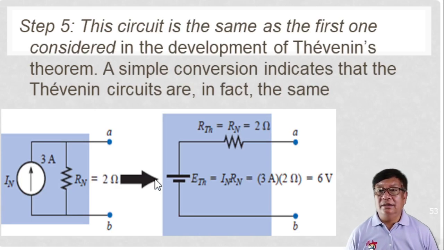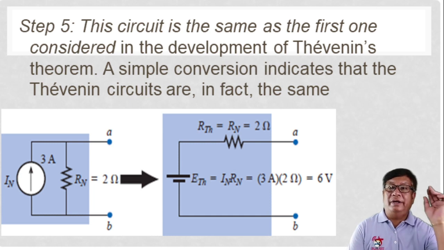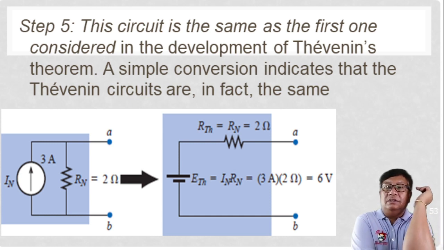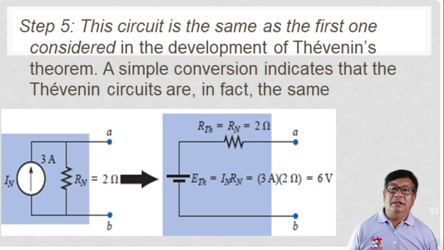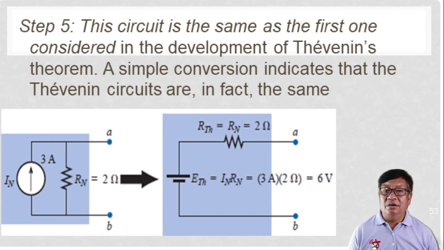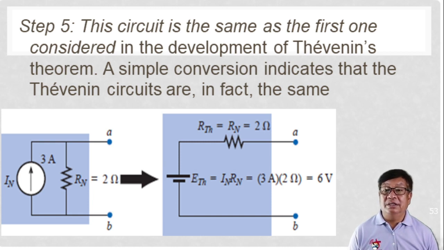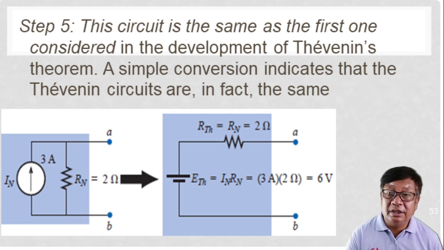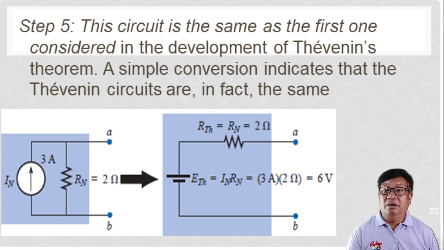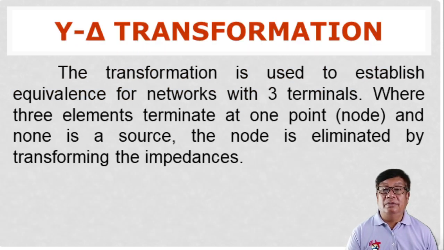So, what happened here? We try to convert, no? This circuit is the same as the first one considered in the development of this Thevenin's Theorem. A simple conversion indicates that the Thevenin circuits are in fact the same. Okay, so we have this one. This is our Norton, and this is our Thevenin circuit. So that is the conversion of Thevenin to current or Norton, or vice versa.